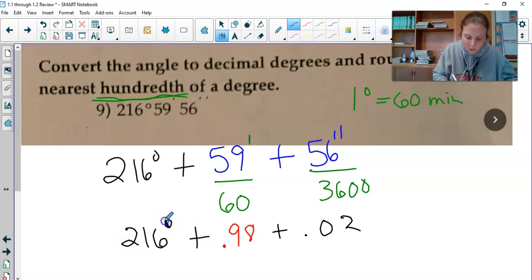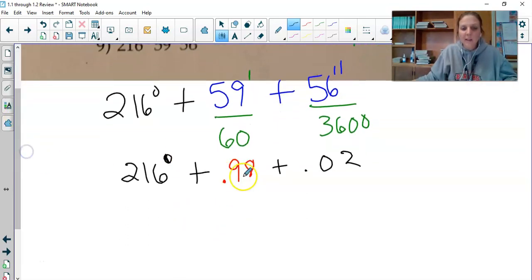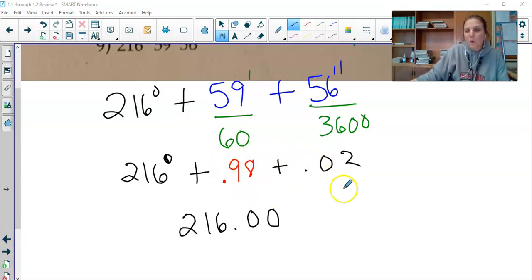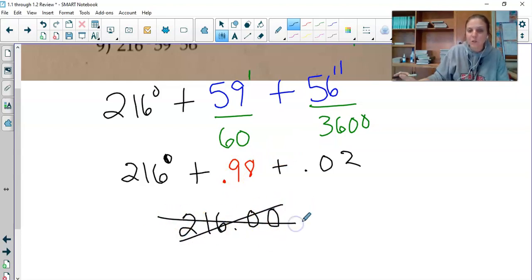Okay, then what I'm going to do is add up my parts of a degree. So I'm going to add up the 0.98, I'm going to add up the 0.02, and I'm going to bring down the 216. So now normally these parts of a degree would be less than 1, so you would just write this down here. But in this case, we kind of have an issue here because this is 216 full degrees. This adds up to a full degree as well.